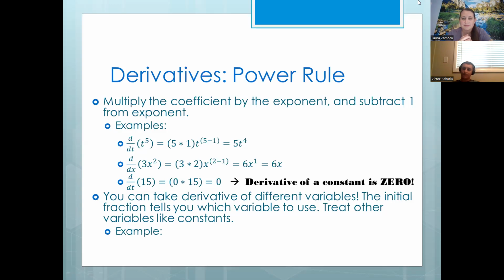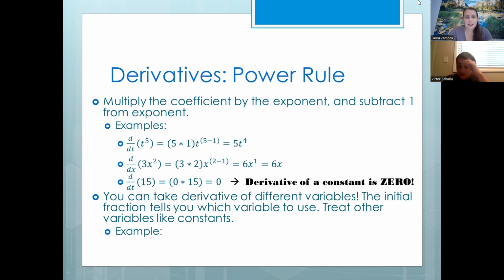It's 0 because basically you see the 6x right there. When you don't have a variable there, it just becomes 0. Did I explain that well? That's how I memorized it. Exactly. If there's no variable, then the derivative is 0.